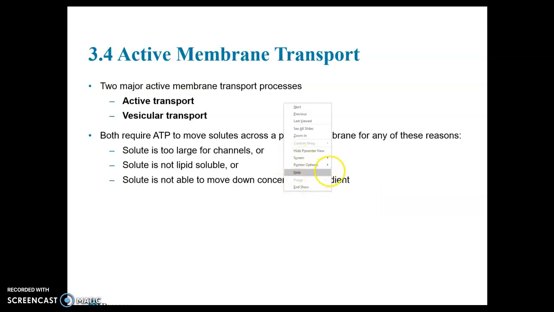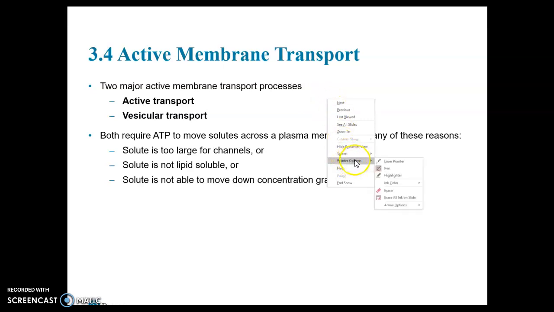Way too large for any carrier or channel protein to transport, and definitely too large to pass just directly across the phospholipid bilayer. So both types of active transport require ATP. They require ATP because they require energy.